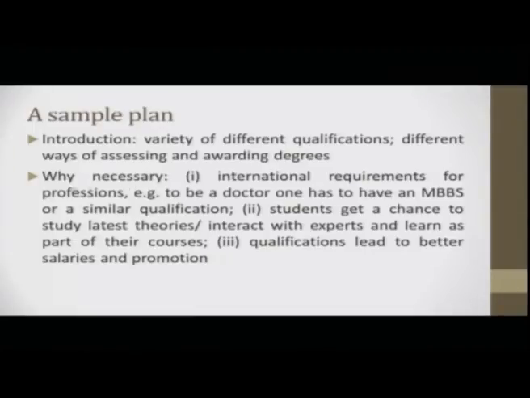Then, so this is one side. You are saying the qualifications are necessary. Why? So, some points: international requirements for professions. For example, if one has to be a doctor, one has to have a medical degree like an MBBS or an MD and so on.